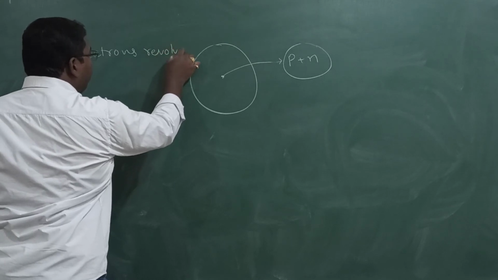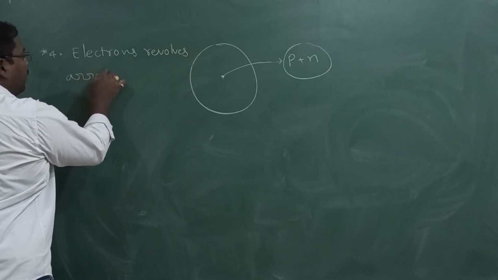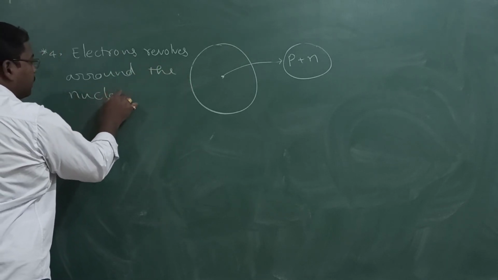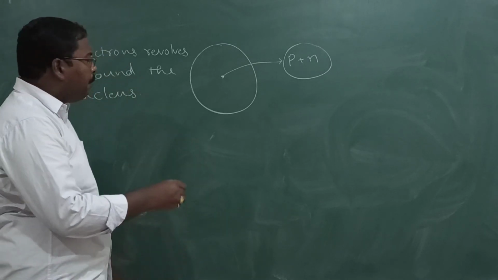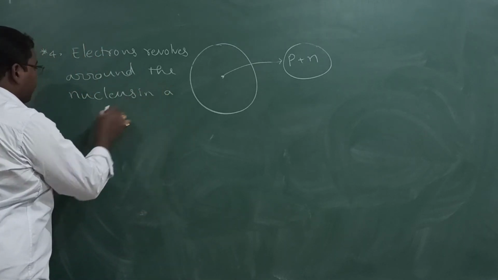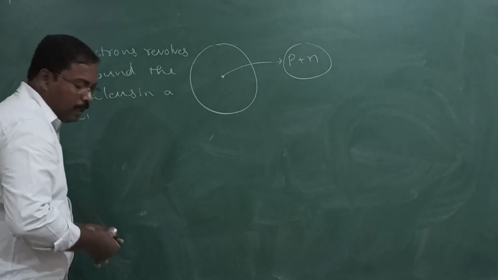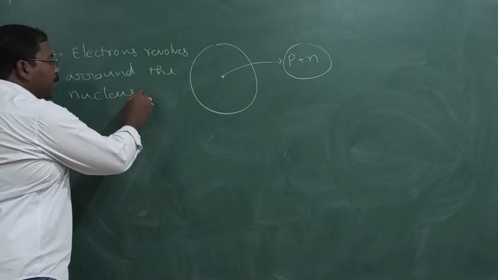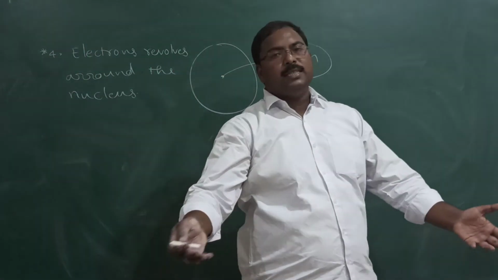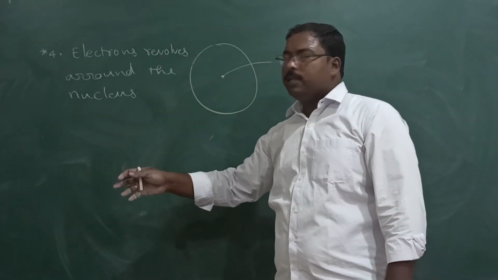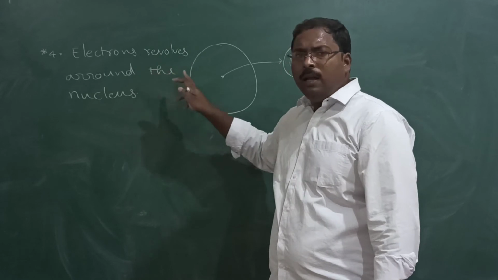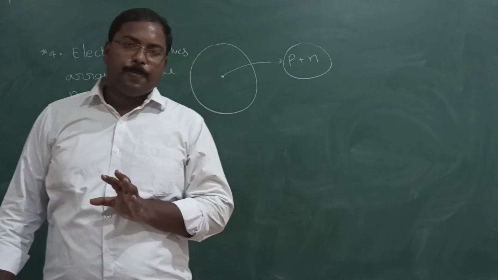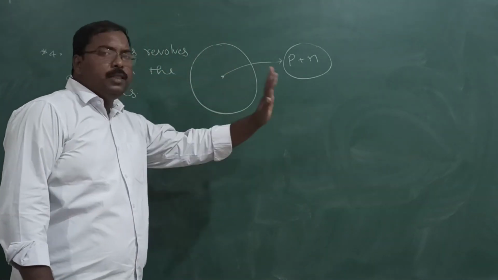the electrons revolve around the nucleus in a circular path. Okay? I simply mention it as we know, the electrons revolve around the nucleus in a circular path. While writing, you can note down in your notes: electrons revolve around the nucleus. So these are the conclusions made by Rutherford. Okay? So everything is good.